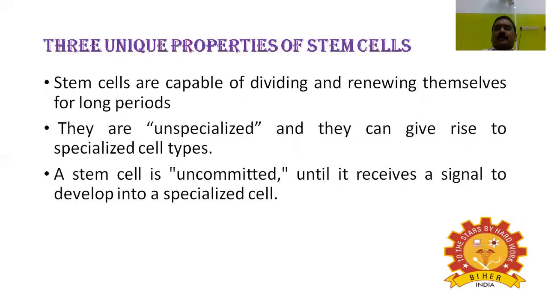Next, I'm coming to the three unique properties of stem cells. What are the three important properties of stem cells? First, stem cells are capable of dividing and renewing for long periods. Second, they are unspecialized and they can give rise to any specialized cell type. Third, a stem cell is an uncommitted cell until it receives a signal to develop into a specialized cell.